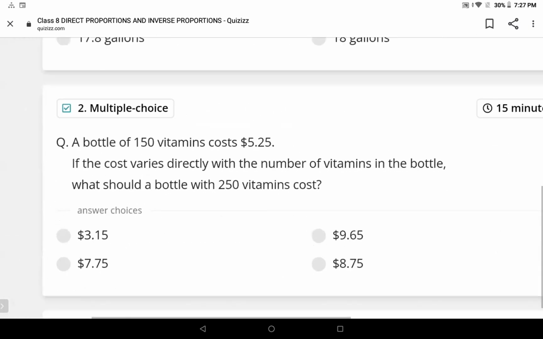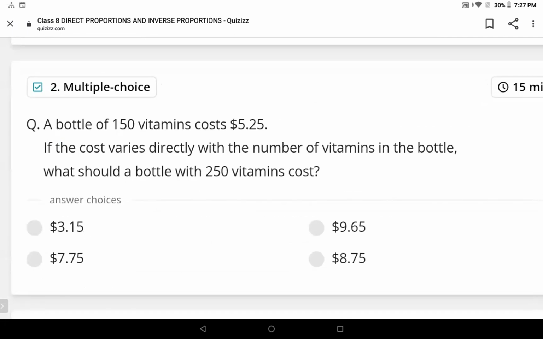Next, Manideep, can you read the second question? Yes, ma'am. A bottle of 150 vitamins costs $5.25. If the cost varies directly with the number of vitamins in the bottle, what should a bottle with 250 vitamins cost? Ma'am, this also it is 8.75, same.